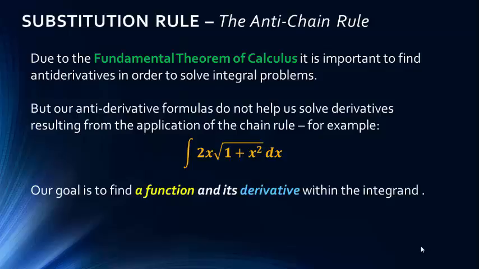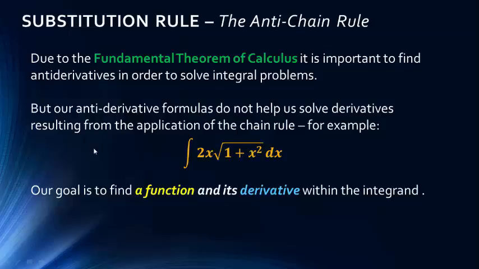But we can do an interesting substitution. So the anti-chain rule, or the substitution rule, is to try to find a function within the integral that when we take its derivative is also in the integral too. And then we can do substitution and maybe solve a simpler integral.